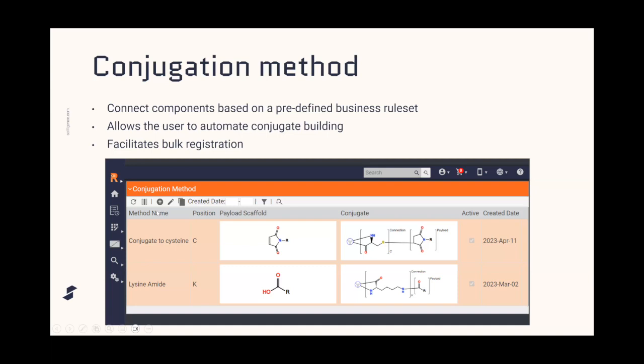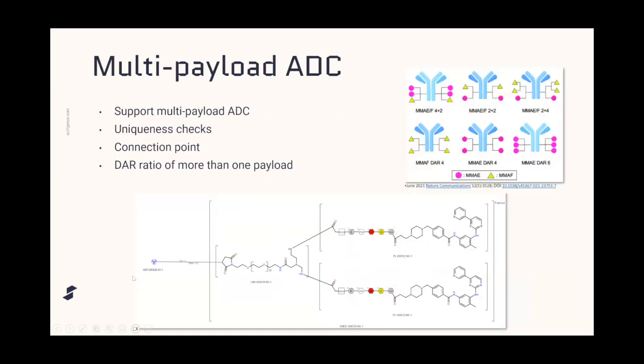Imagine if you have 100 ADCs you'd like to register, the pain point of having to manually connect each antibody drug conjugate in the registration system for final registration and uniqueness check. With the conjugation method, you can upload batches of ADCs that have specific methods of conjugation. So it facilitates automation.